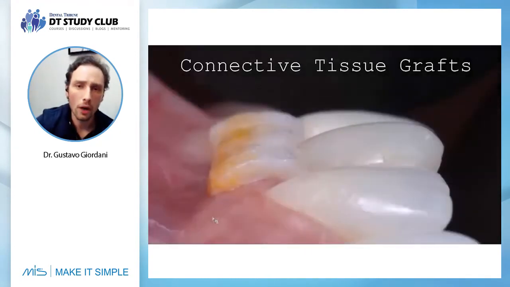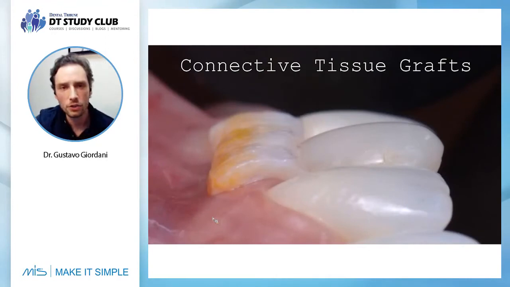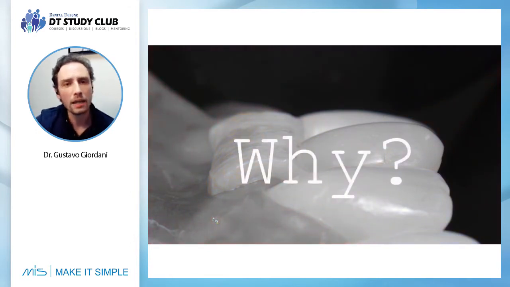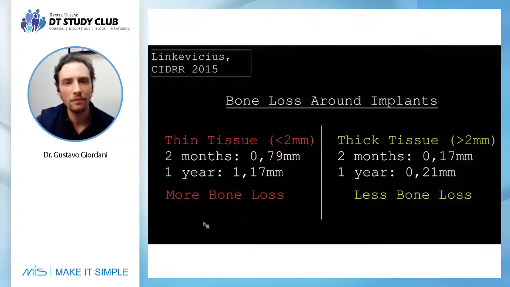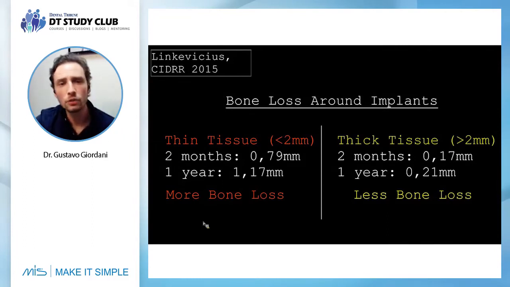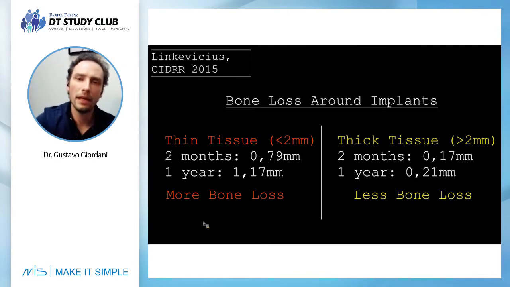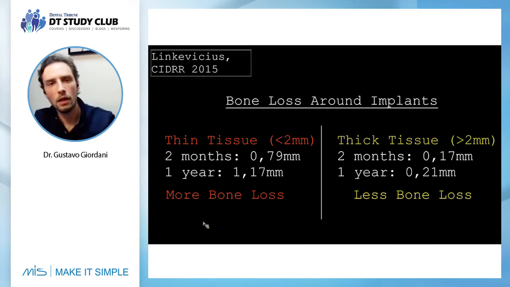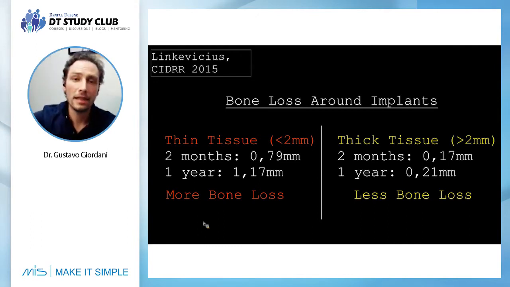And also, we always gonna use connective tissue graft. This is very important, and we use it in 100% of our cases. Let's understand why it's so important to use connective tissue graft. Let's take this paper from Linkevicius, a very important dentist from Lithuania. He published in 2015 this amazing paper, and he compared two different groups. The first group, implants placed surrounded by thin tissue. The second group, implants placed surrounded by thick tissue.